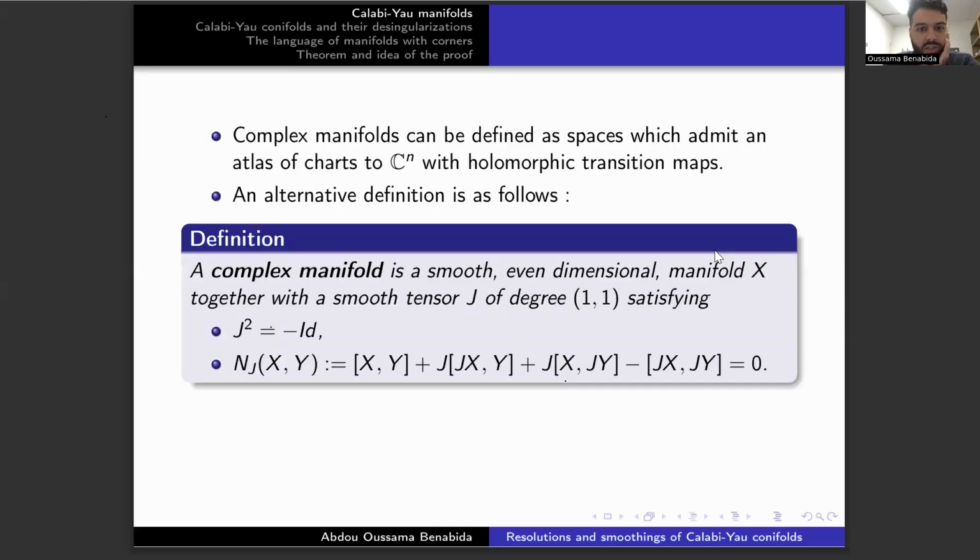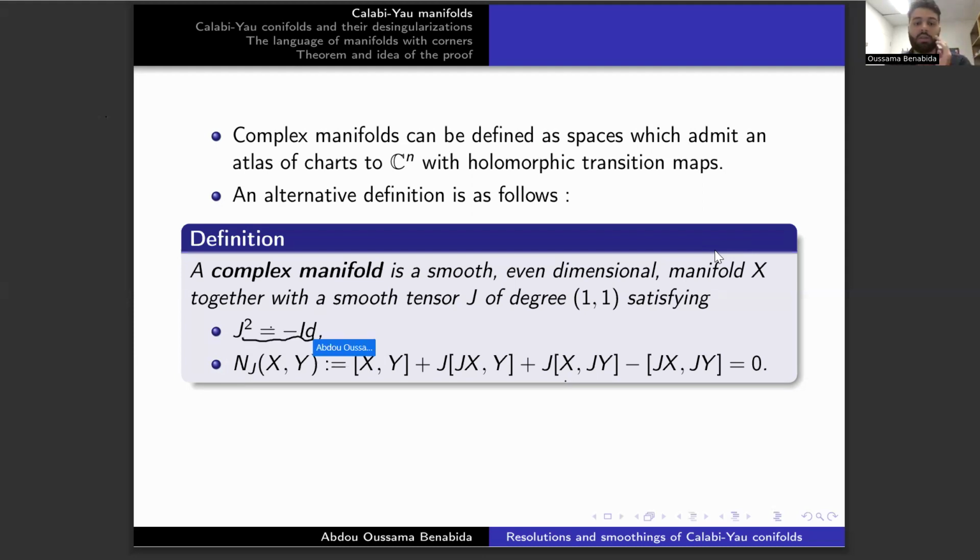Another definition is the following. A complex manifold is a smooth even dimensional manifold together with a smooth tensor of degree 1, 1. This means that it gives an endomorphism of the tangent space at each point that we call J, and J satisfies J squared is equal to minus identity.